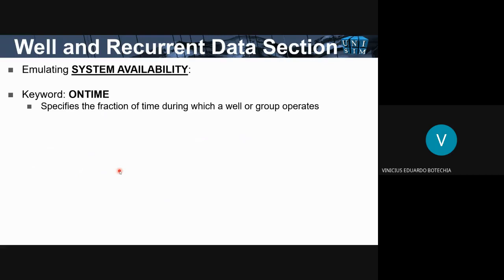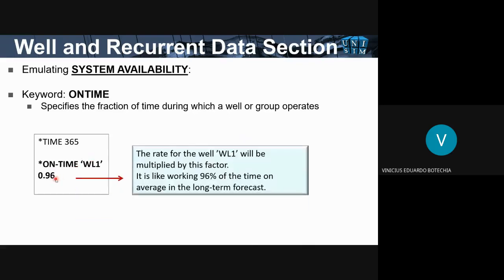Another thing, you can emulate system availability with the keyword ON TIME, which specifies the fraction of time during which a well or group operates. What that means, for instance, is that one year after the beginning of the simulation, I will apply an ON TIME of 0.96 for this well.